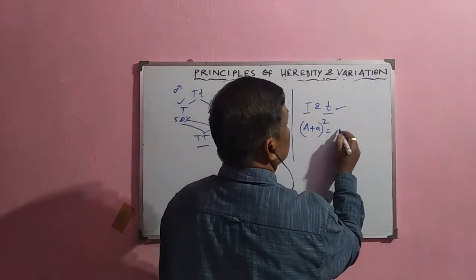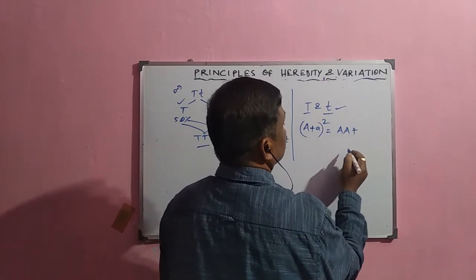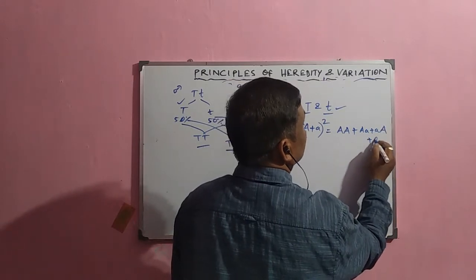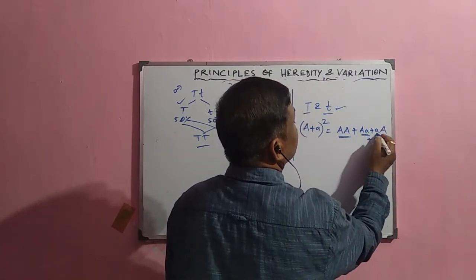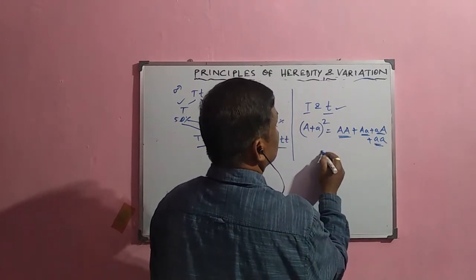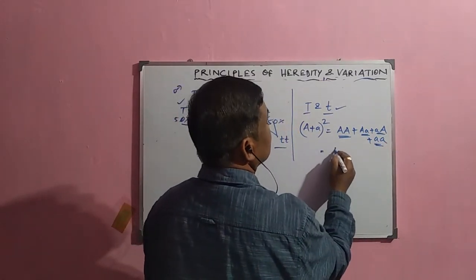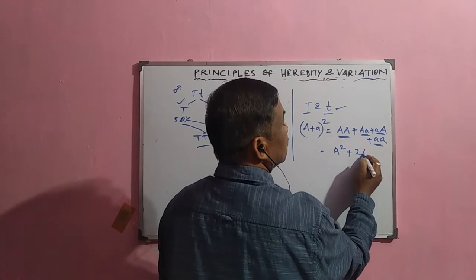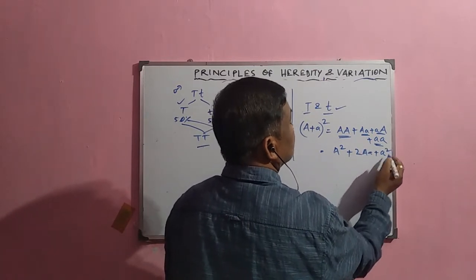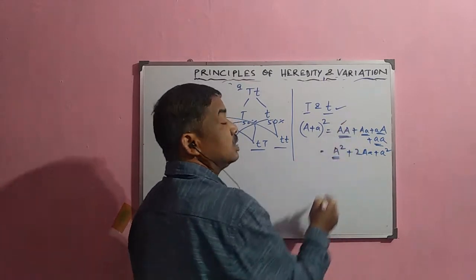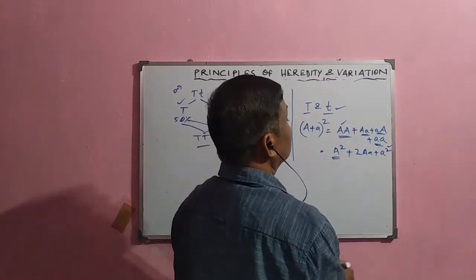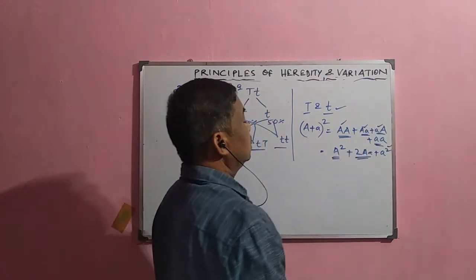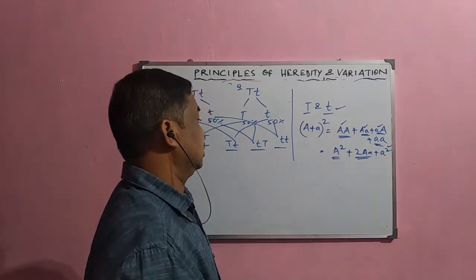then what will happen? It is capital A plus capital A plus small a, capital A plus small a, small a. So these are the different combinations, and according to this, what happens? It is capital A square plus 2a plus a square. So this is the square of this allele, this is the square of this allele, and this is the product, the sum of this heterozygous. So this type of explanation is a mathematical explanation.